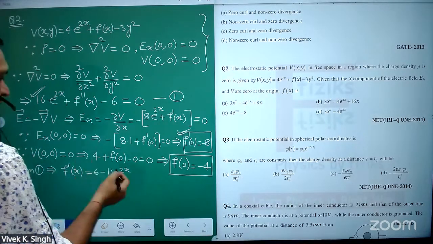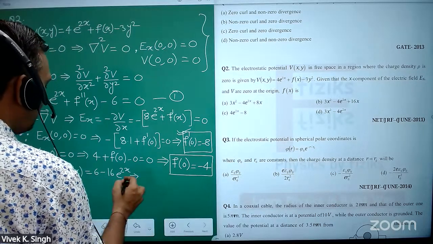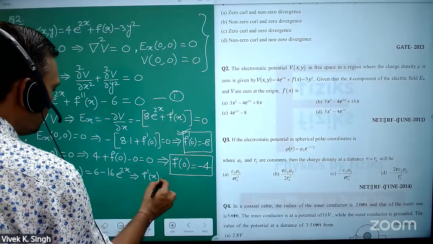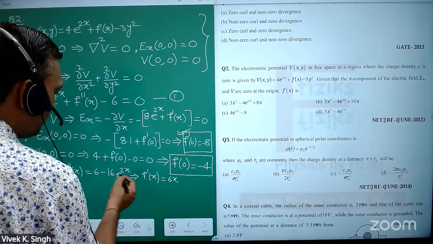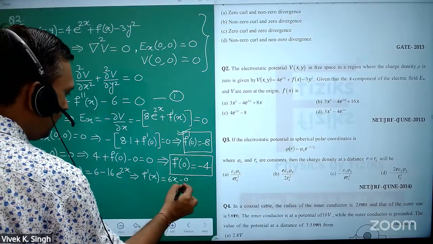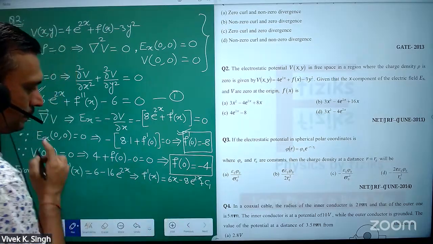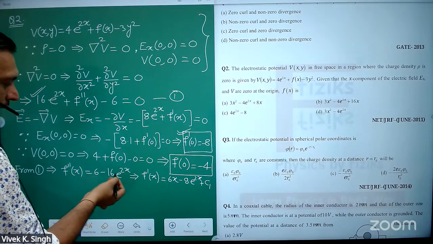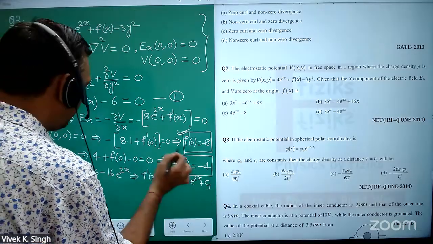If you integrate it with respect to x, this will give you f dash x. So this is 6x, and this will give you minus 8 e power 2x plus some constant c1. Integrate with respect to x: this is x, and e power 2x by 2, so this becomes 8. Integration constant is c1.